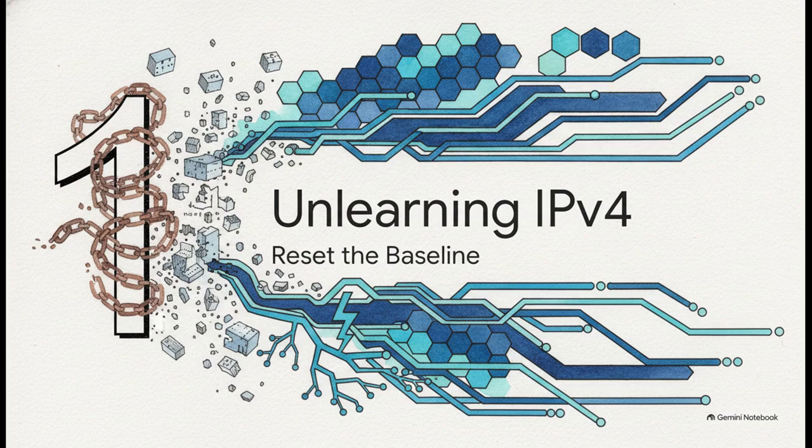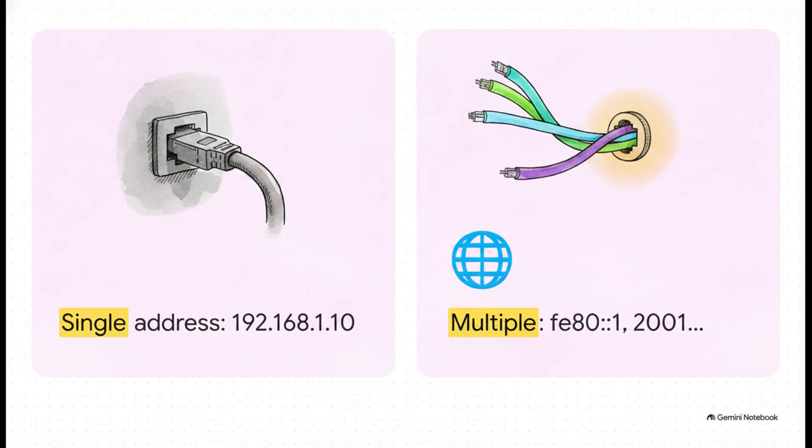Section 1. Unlearning IPv4. Reset the baseline. We have to start by validating what you already know about IPv4 and then immediately pointing out exactly why that knowledge is actively harming you in an IPv6 world. You see, IPv6 is not just a larger address space bolted onto IPv4. It is a fundamentally different protocol.